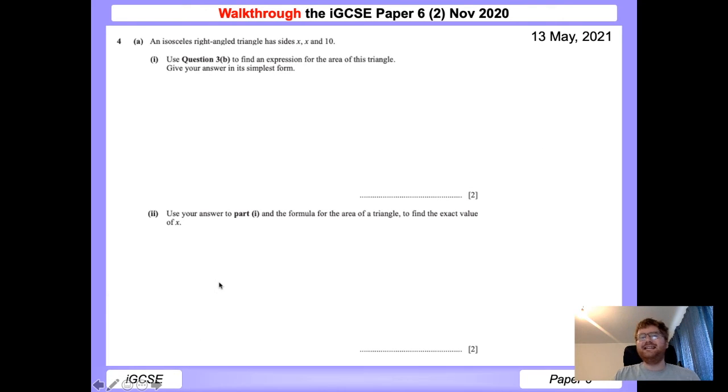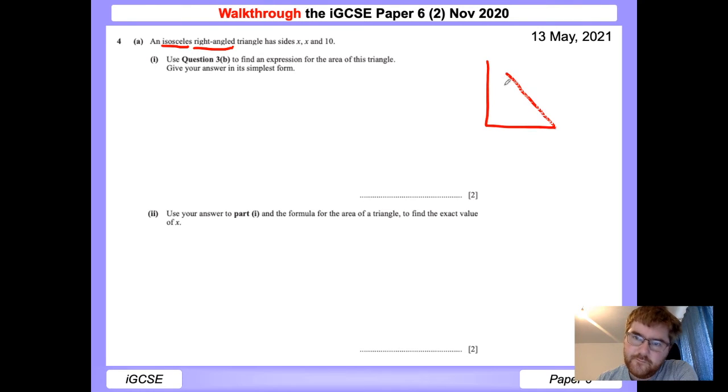Okay, and this is where it gets a little tougher at the end. So with question 4. So an isosceles right-angled triangle has sides x, x, and 10. Now this is important. Isosceles means two sides are the same, or two angles are the same, and right-angled. So the only way we can draw this particular triangle is it has to be a right-angled triangle, like so. Now two of the sides have to be the same, so these must be the two shorter sides, so x and x, and therefore the hypotenuse has to be 10, because if this is x, for example, there needs to be another side that's also x, and that can't happen.